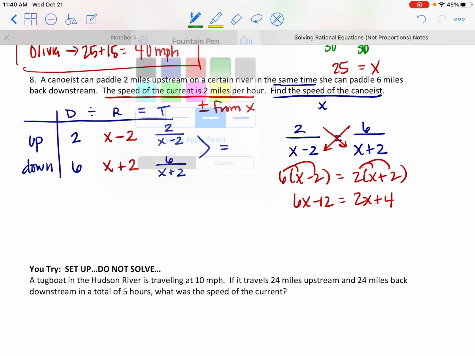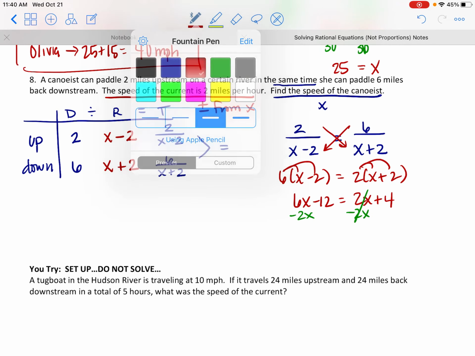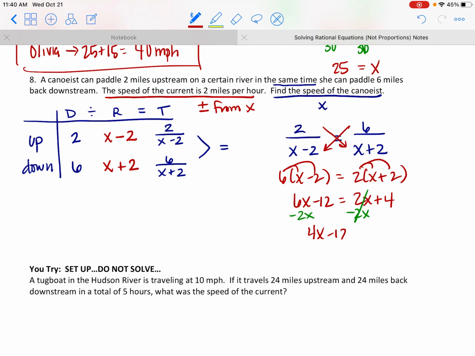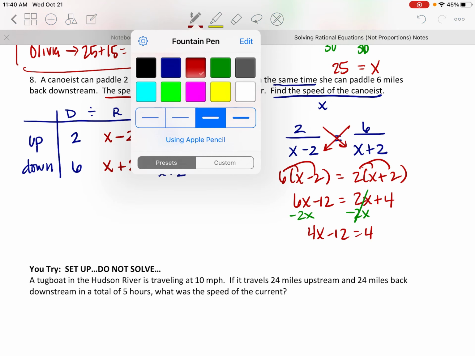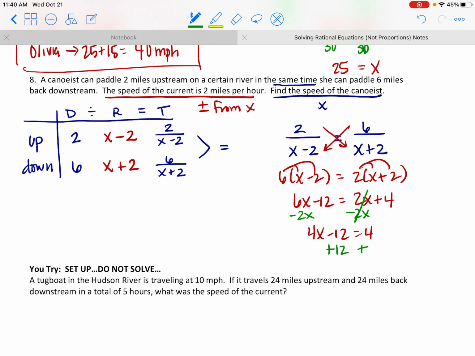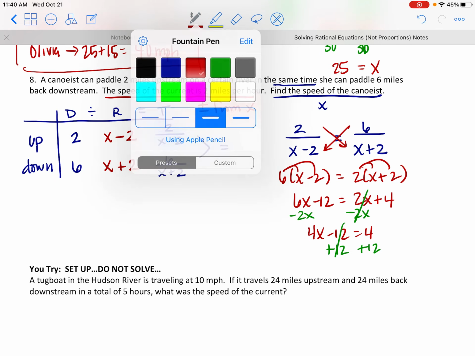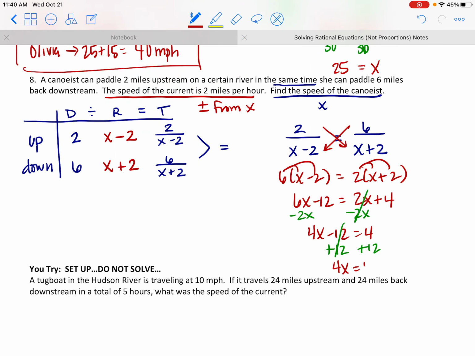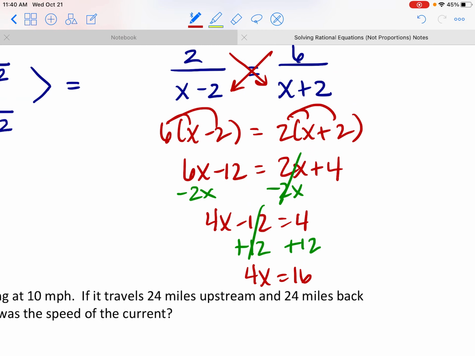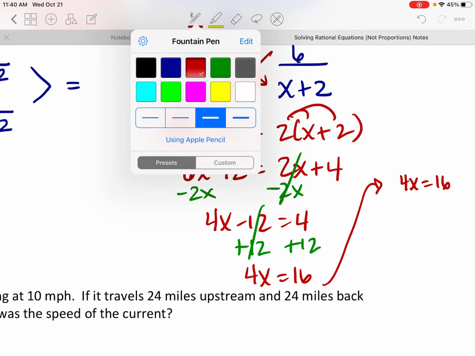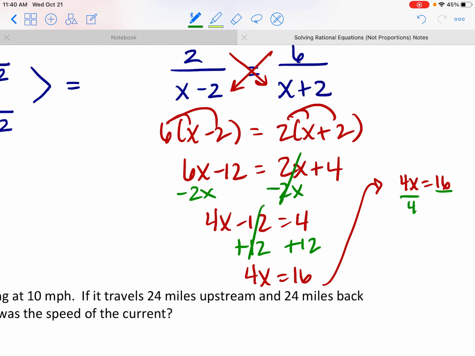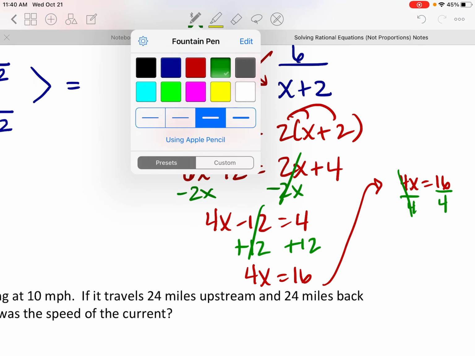Let's get some of these terms together here. Let me subtract these 2x's over so that 4x minus 12 is equal to 4. Let's add over the 12 so that 4x is equal to 16. And almost there. If 4x is equal to 16, all I have left to do is divide by 4. And that tells me x is 4.